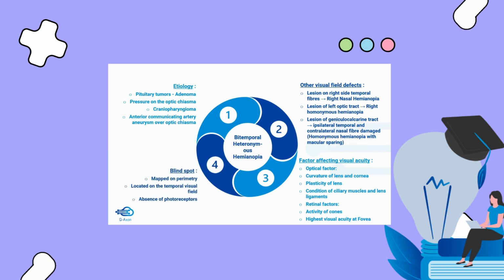Our final question was on blind spot. Well, blind spot is mapped on perimetry and it is located on the temporal visual field. Basically, it is an area in the visual field where we do not capture any light sensation from that area of the visual field, and this happens because there is a part of retina which does not have any photoreceptors, and that is the area from where the optic nerve is leaving the retina. So because of the absence of photoreceptors, there is presence of a blind spot in the visual field.